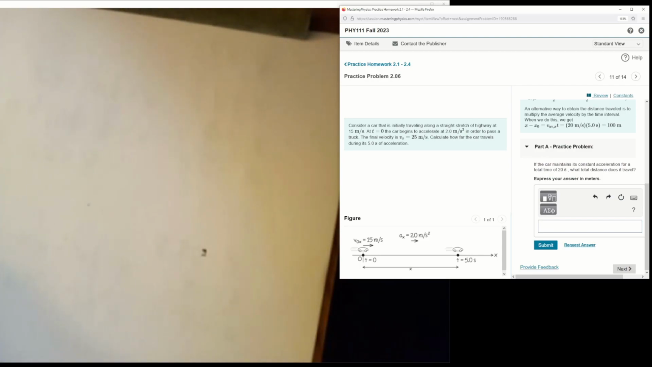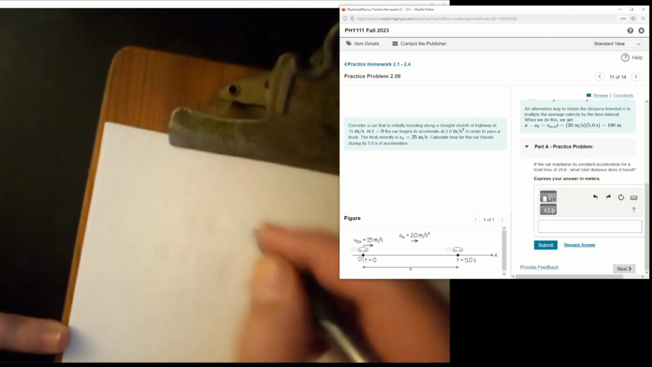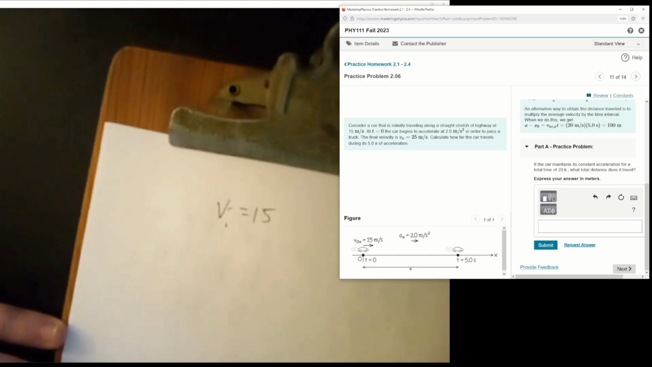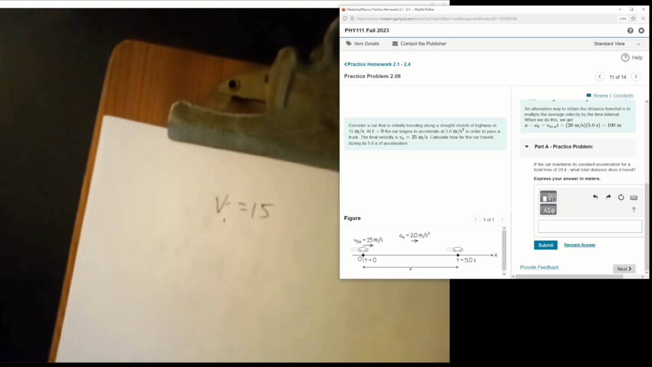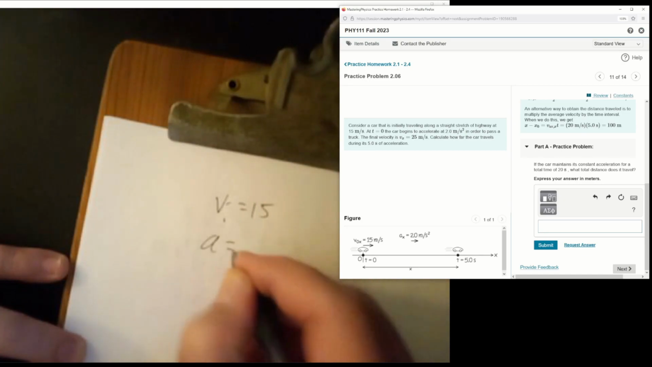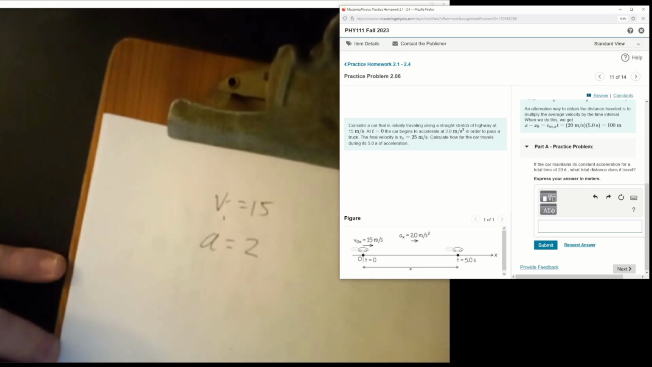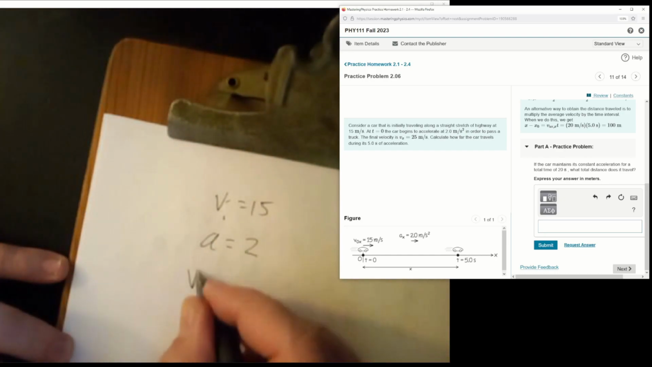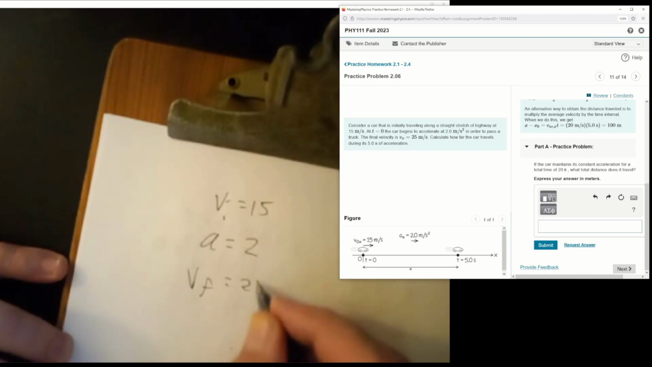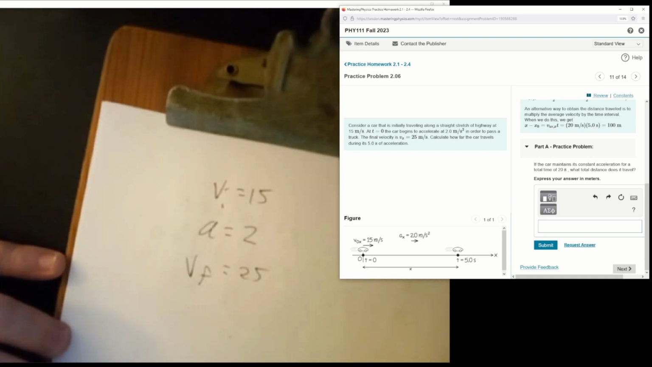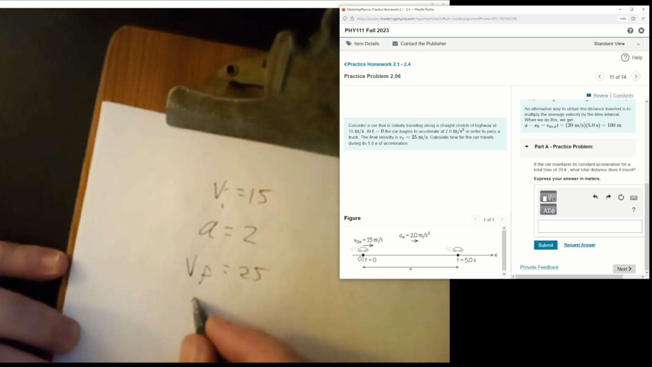So we have a car initially traveling along a stretch of highway at an initial velocity. So that's what I would start with writing down. We have an initial velocity, and it begins to accelerate. And then they give us a final velocity. Then it wants to know how far the car travels. 5 seconds.